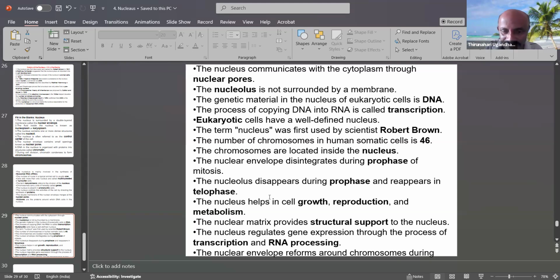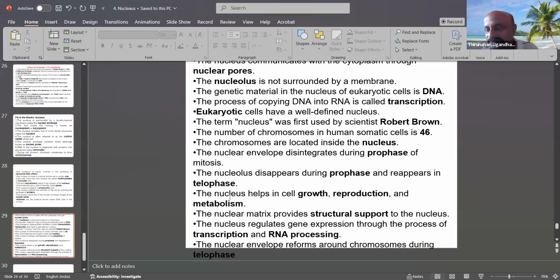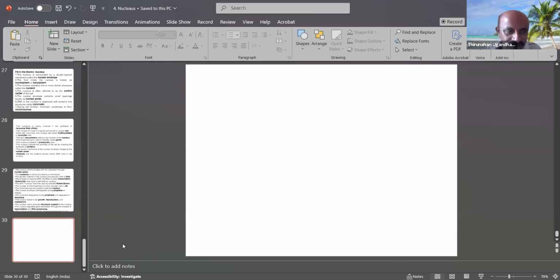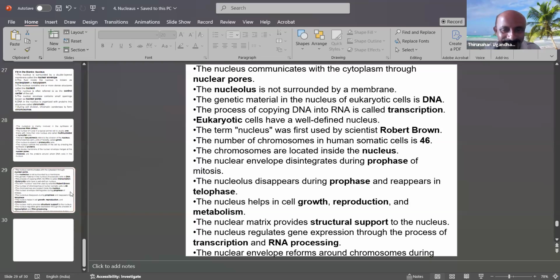The nuclear matrix provides structural support in the nucleus. The nucleus regulates gene expression through the processes of transcription and RNA processing, two types. The nuclear envelope re-forms around the chromosomes during telophase. This completes all the topics on the nucleus with fill-in-the-blanks.